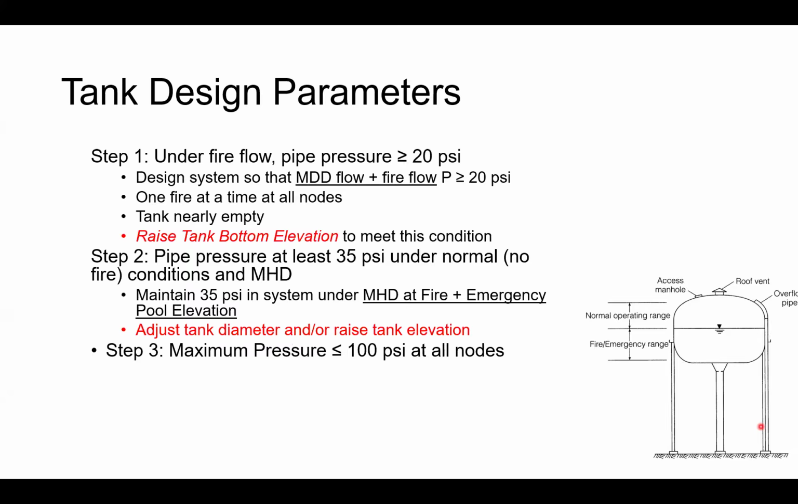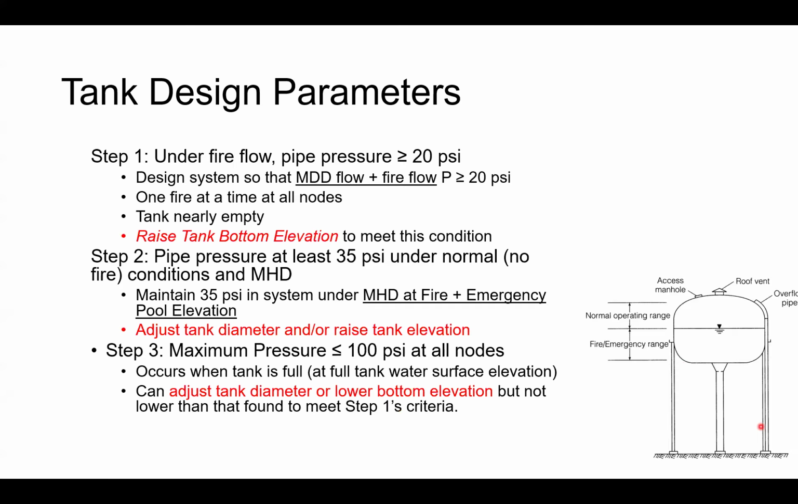Finally, you want to make sure that the maximum pressure in the system is less than or equal to 100 psi at all nodes. And this is when the tank is full. You can adjust the tank diameter and lower the bottom elevation, but don't go below the elevation for step number one. And you might want to go back to step number two with the dimensions, the diameter and the elevation of the tank, just to make sure that those design criteria are still valid.